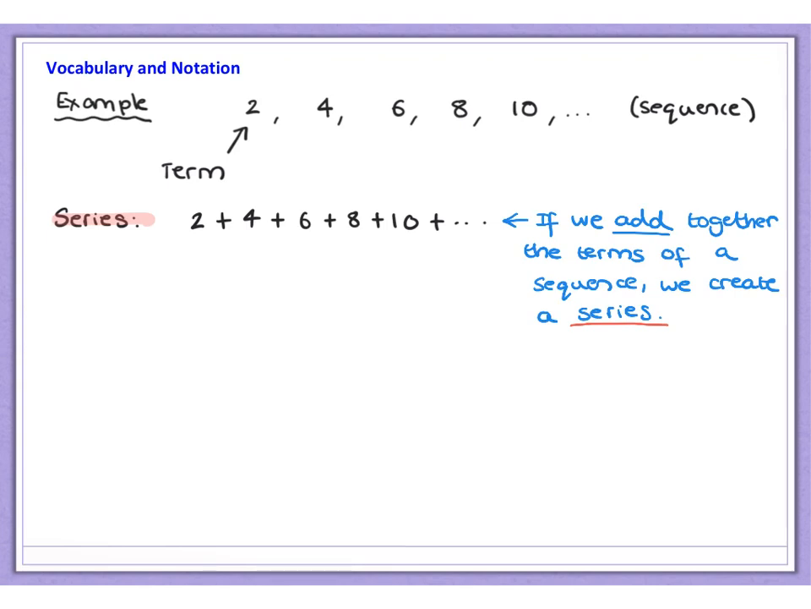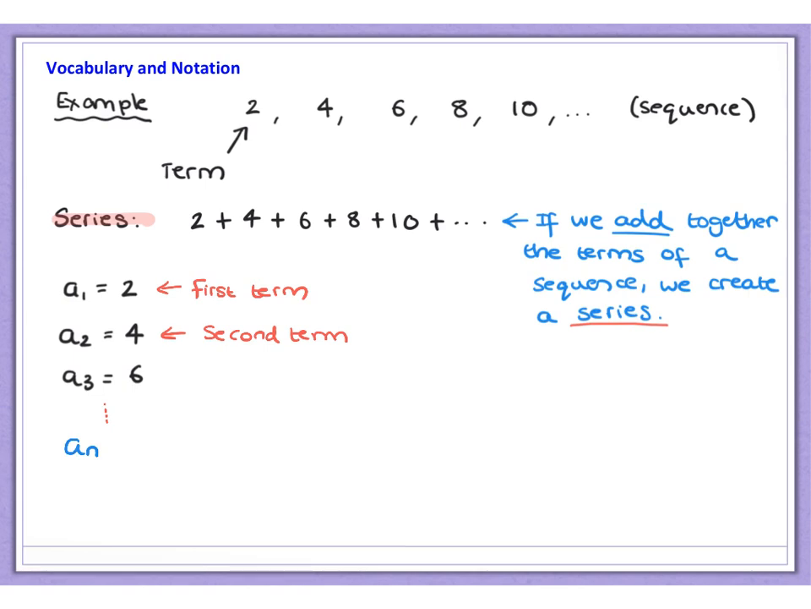Now, we can label the terms in a sequence. So, for instance, if I refer to A1, that would be the first term, 2. If I refer to A2, I'm referring to the second term, 4. A3 refers to 6, the third term. So the little subscript number tells me which term in the sequence I'm talking about. I don't have to use A, I could have said U1 or T1. Now, if I want to refer to a general term in the sequence, I might refer to that as AN or AK or AR, etc.